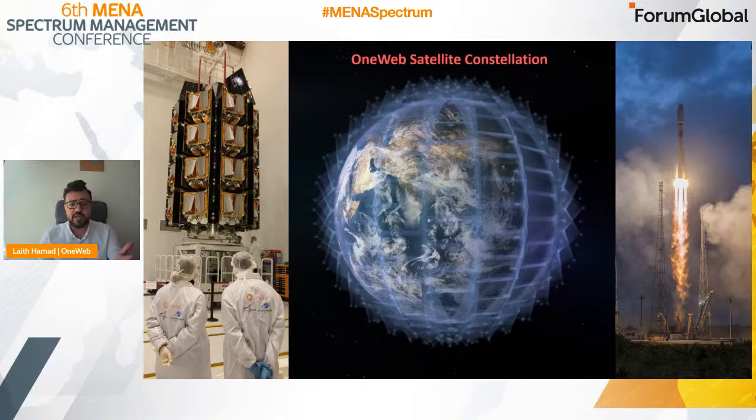So this is how it looks. The picture on the left is of our satellites. We have launched so far 70% of the constellation, and we usually launch about 36 satellites in one rocket. Next slide, please.